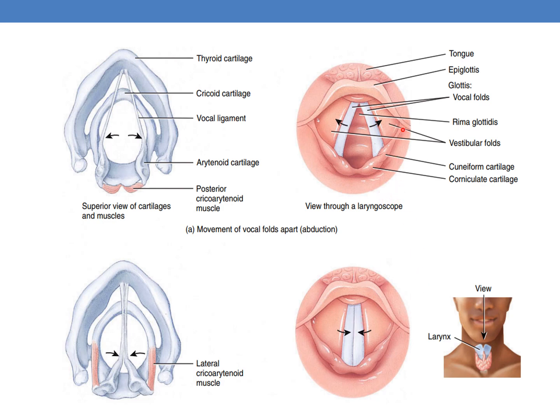Here you can see the opening and closing of the rima glottidis. Here the rima glottidis is open, whereas here it is closed. The posterior cricoarytenoid muscles, when they contract, open the rima glottidis, whereas the lateral cricoarytenoid muscles, when they contract, close the rima glottidis.